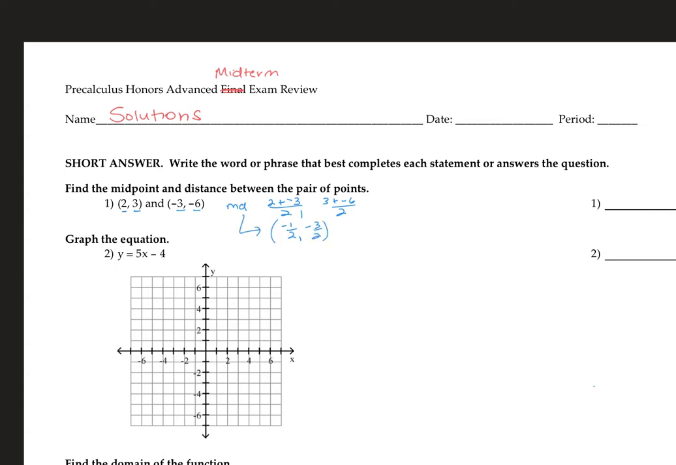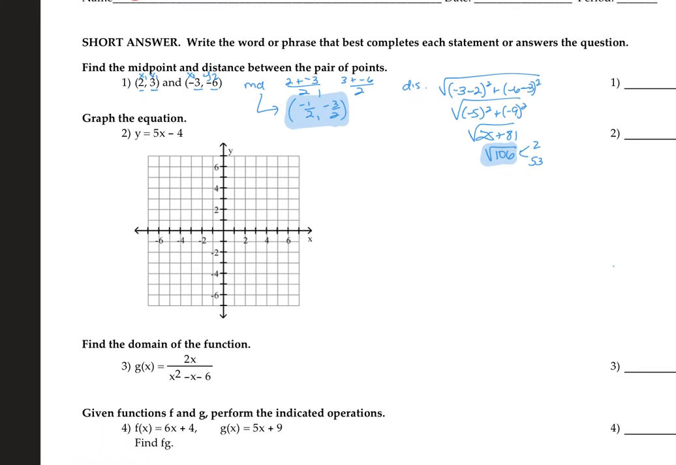And that's the midpoint. For the distance, we do the square root of x2 minus x1 squared plus y2 minus y1 squared. So we can make this one x1, y1, and x2, y2. Negative 3 minus 2 squared plus negative 6 minus 3 squared. Square root of negative 5 squared plus negative 9 squared. Square root of 25 plus 81, square root of 106. I would see if that breaks down. So 2 and 53, which doesn't break down any further, which means the square root of 106 stays as the solution for the distance.